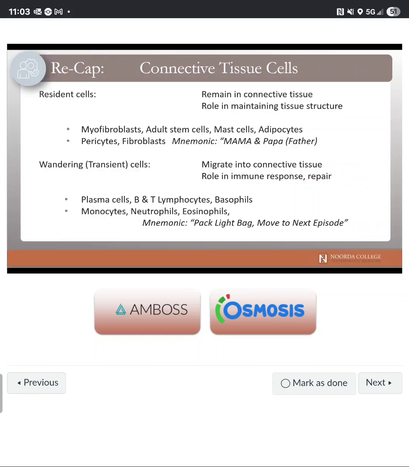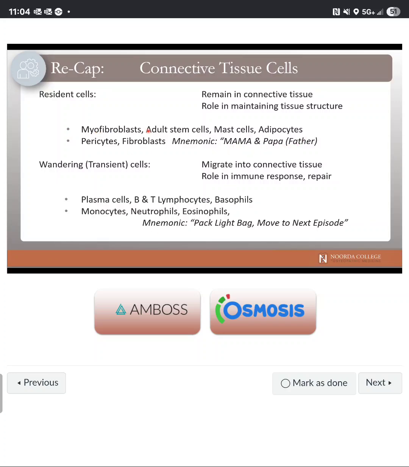So for a recap, what do I need you to know from this lecture? You need to be able to recognize the population of resident versus wandering cell types. Resident cells remain in connective tissue and help maintain the tissue structure, whereas wandering cells can migrate into the connective tissue, and they play various roles in immune response, tissue regeneration, and repair. So don't forget my mnemonic to recognize the population of resident cells, mama and papa.